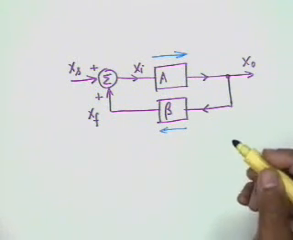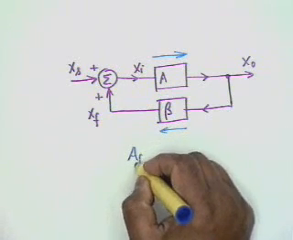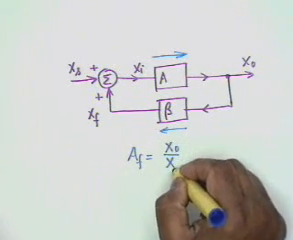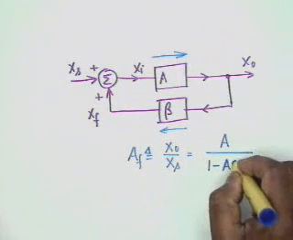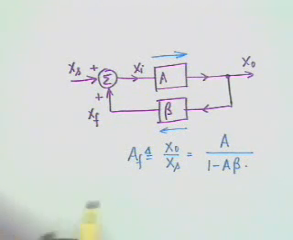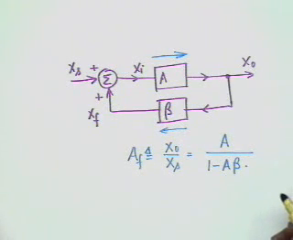Under these assumptions we derived the relationship that AF, the feedback gain, which is X0 by XS, is given by the gain without feedback A divided by 1 minus A beta. And the nature of feedback, whether it is positive or negative, is determined by the sign of A beta. Now, A beta can also be complex, and that is when complications arise. If A beta is complex, it is frequency dependent, so at some frequency the feedback may be negative, at other frequencies feedback may be positive.